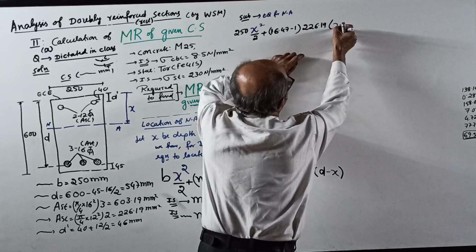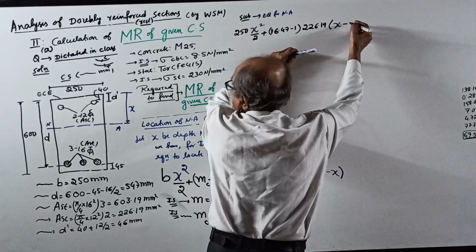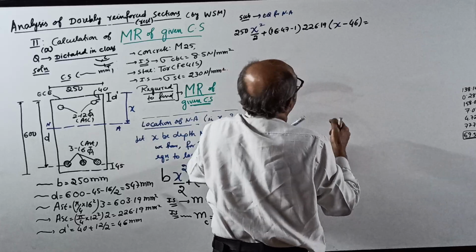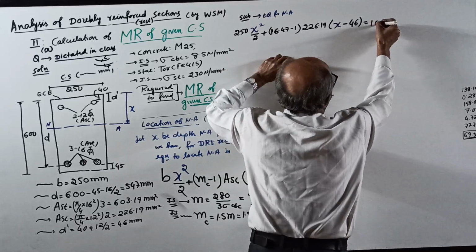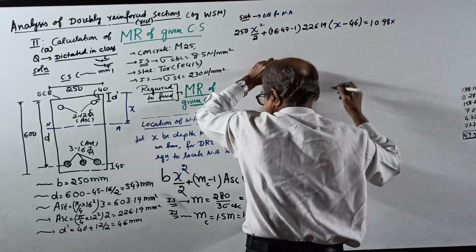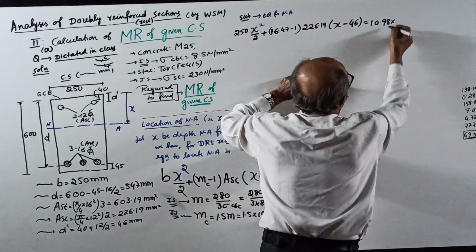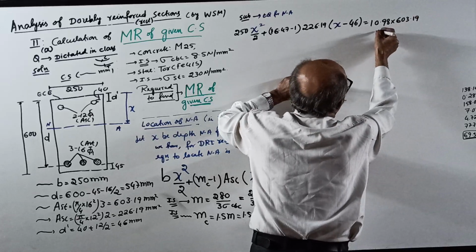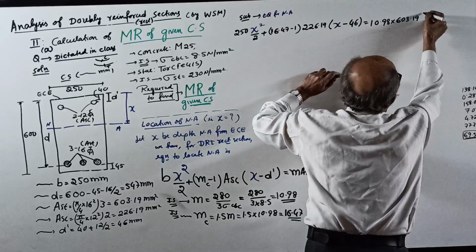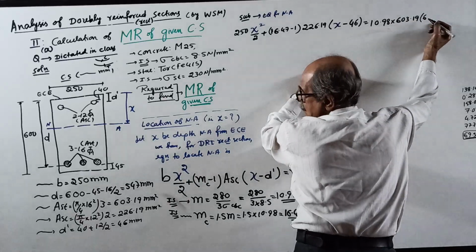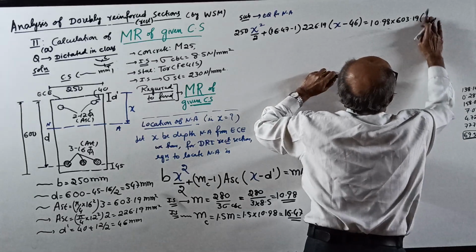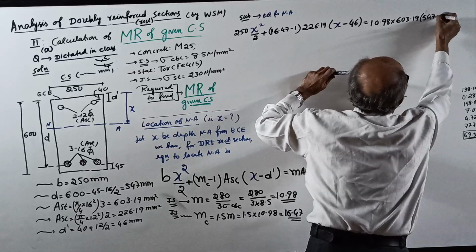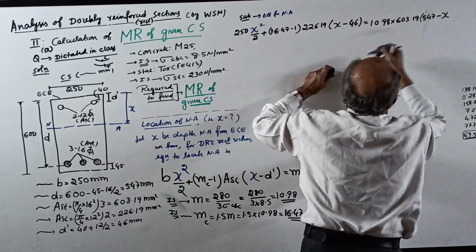I am not seeing the equation. Why? Because I am deriving once again. x minus d dash 46 equal to m 10.98 into AST 603.19. Space problem is there. I write here because I don't know up to that into bracket 6, not 6, 5. Okay. Into bracket 547 minus x is the equation.